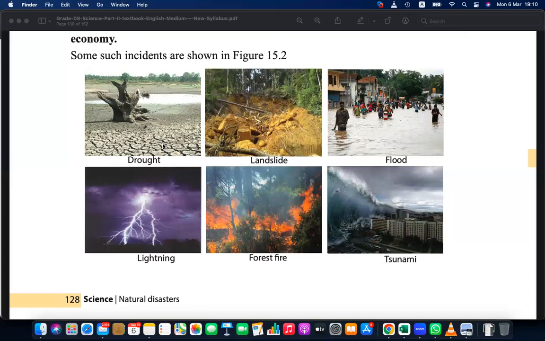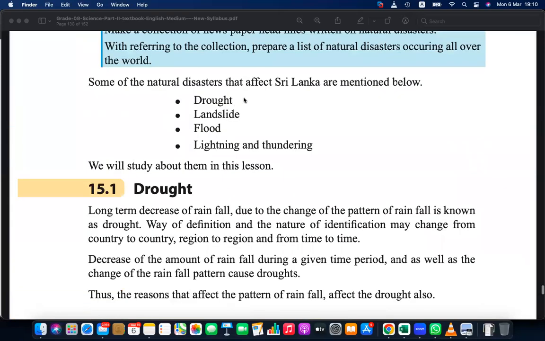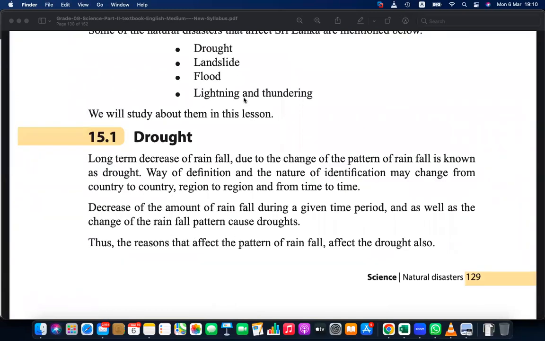Not in the wet zone, but in the dry zone, drought can be there. In the wet zone, drought situations are rare. Okay, so these are the common things: drought, landslide, flood, and lightning, thundering. These are the things that can happen around us. So let's learn about them. And drought can be due to the absence of rain, long-term absence actually.